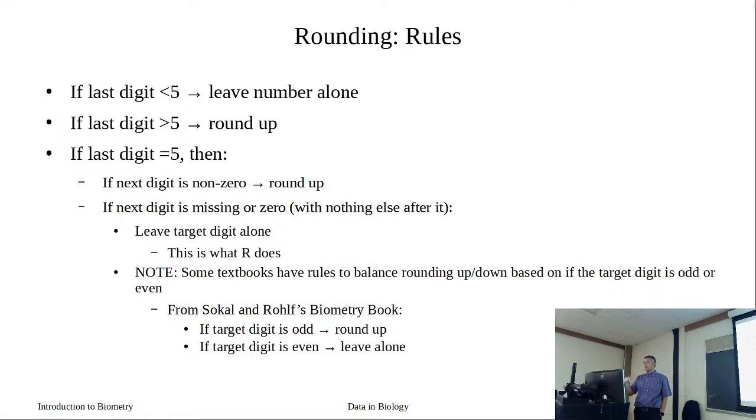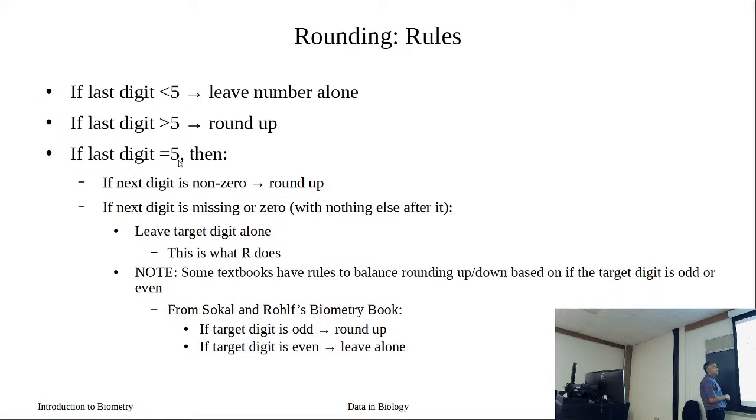If it's a non-zero number, then we assume that this number, instead of being a 5, is slightly higher than 5, so we round up. If the number after the 5 is 0, or it's missing, meaning there's nothing else after it, then we just leave our digit alone. Now, this is what R does, and this is how we're going to work with it.